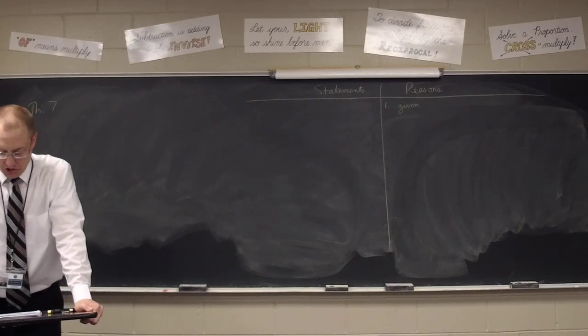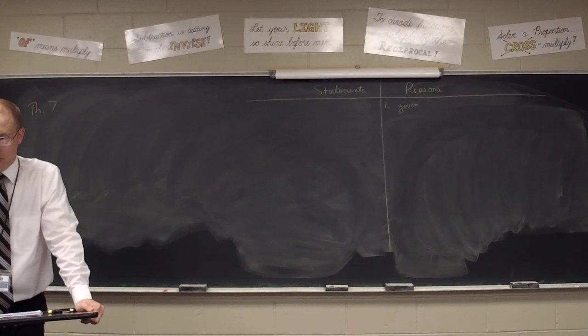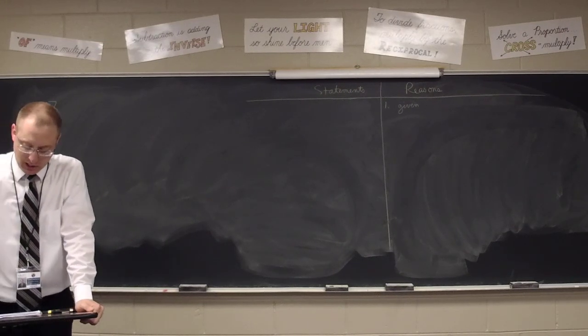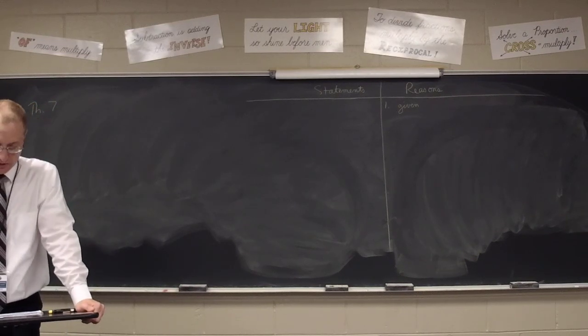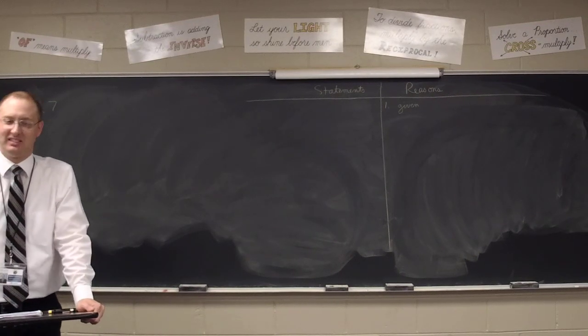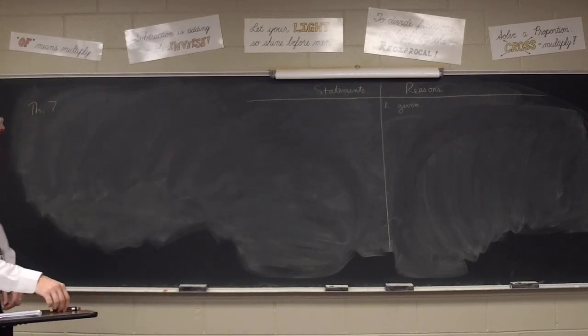If a pair of alternate interior angles are equal, then the lines are parallel. If, when two straight lines are cut by a transversal, a pair of alternate interior angles are equal, then the lines are parallel. Lots of commas. One more time through. If, when two straight lines are cut by a transversal, a pair of alternate interior angles are equal, then the lines are parallel.